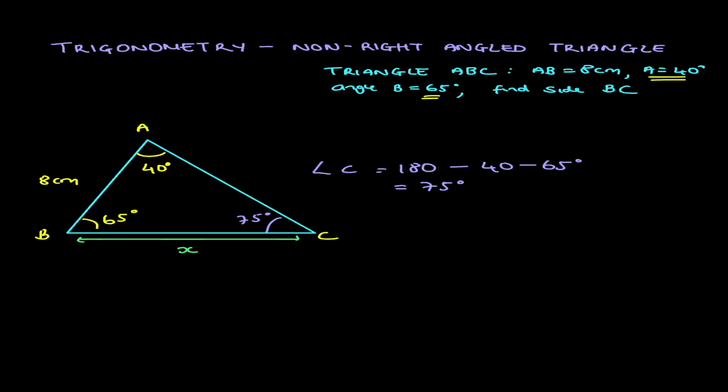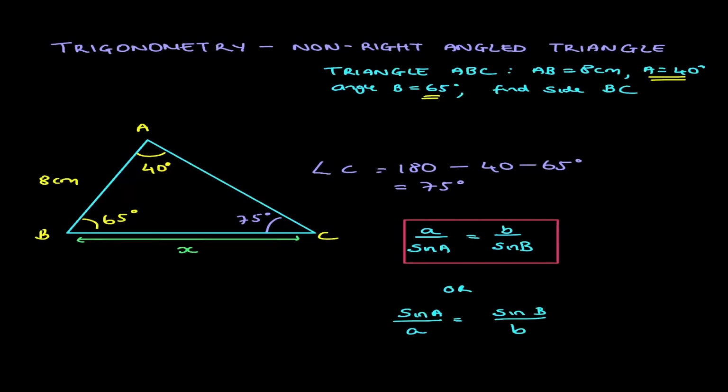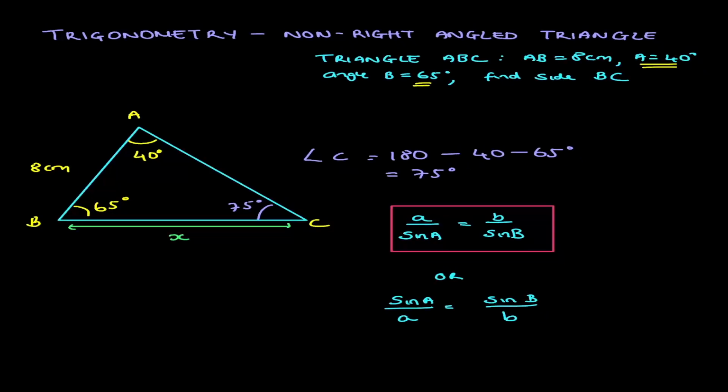So my sine rule, let's write it out. There are two ways you could write the sine rule. It is the length divided by its angle over the length divided by its corresponding angle, or the other way around: sine A on A equals sine B on B. It doesn't matter which version you use, they're both the same. If we're trying to work out a length, it's easier to use this version. So we're going to use that and plug in our values.